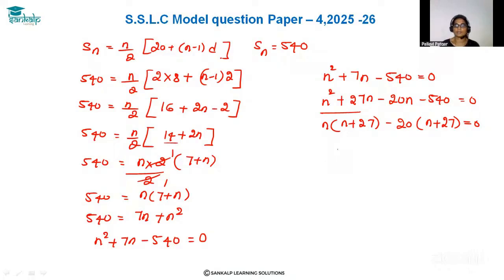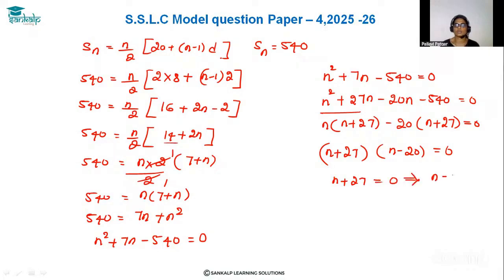So (n plus 27) is common, so (n plus 27) into (n minus 20) is equal to 0. So n plus 27 is equal to 0, which implies n is equal to minus 27. And n minus 20 is equal to 0, which implies n is equal to 20. The number of terms cannot be negative, so we take the positive value. So n is equal to 20.